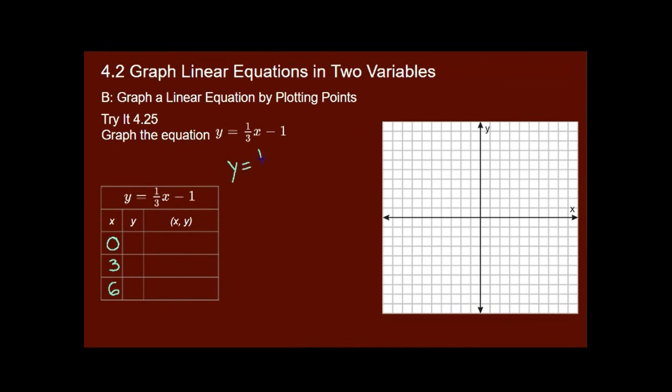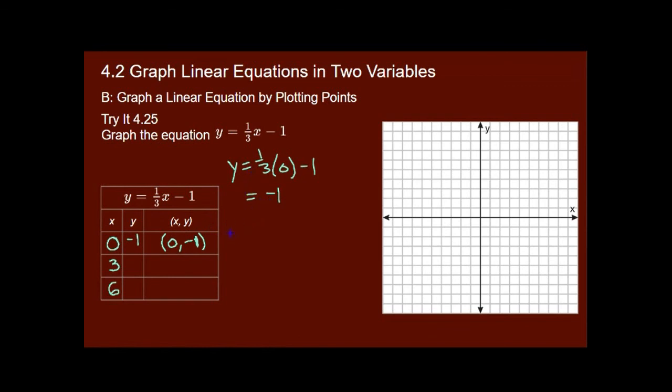Y is equal to 1/3 times 0 minus 1. 1/3 times 0 is 0. Minus 1 is -1. So I'm going to put my -1 in here. My ordered pair is 0, -1. That's a 1, sorry, not a 7.